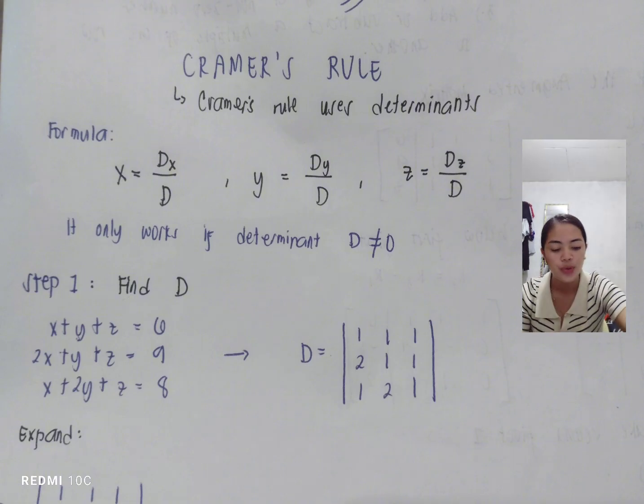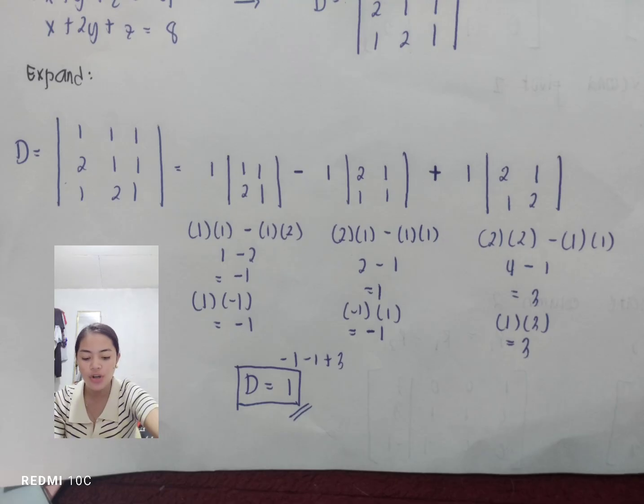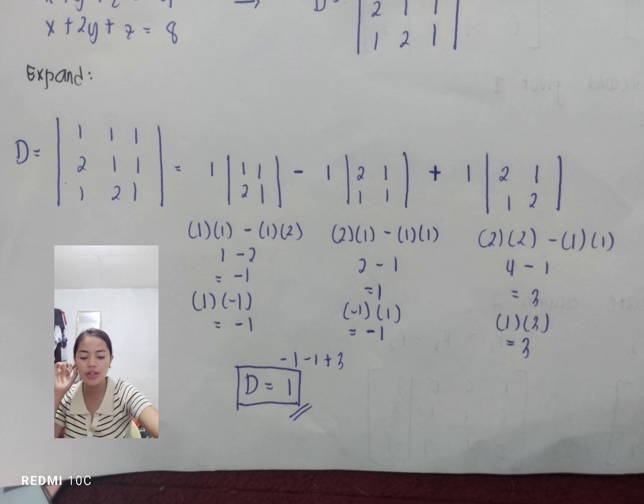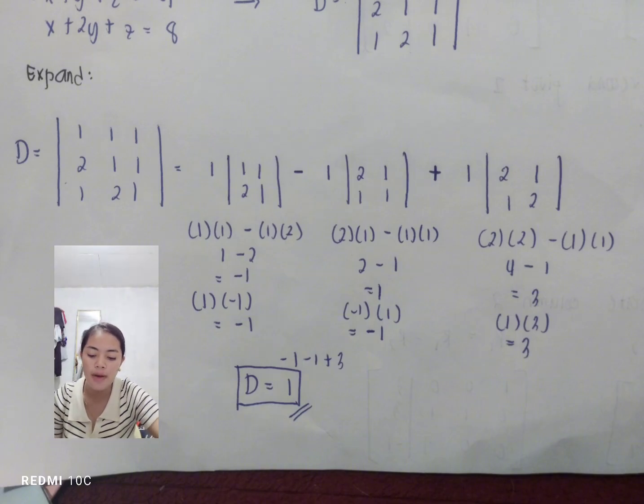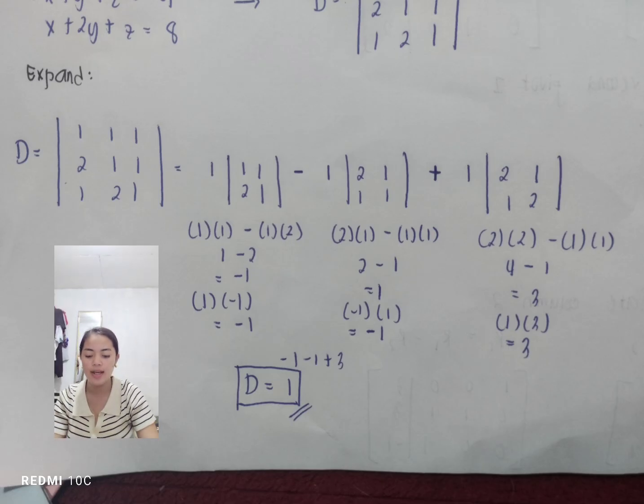So, from this, we now have 1, 1, 1, 2, 1, 1, and 1, 2, 1. The next step is we need to expand this one. For our first part, this is our D. We need to cancel, or not write, the first column and first row. That's why we now have 1, and we need to write the 4 numbers left, okay?